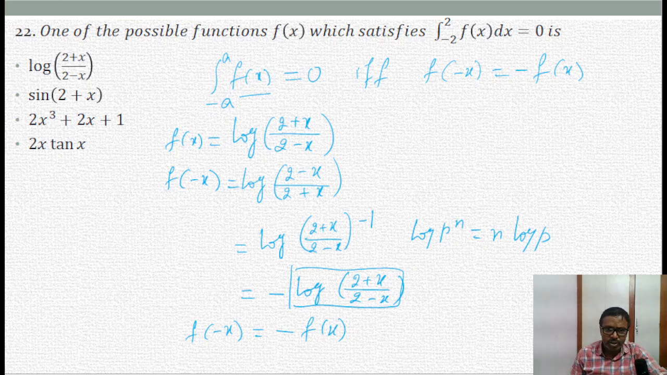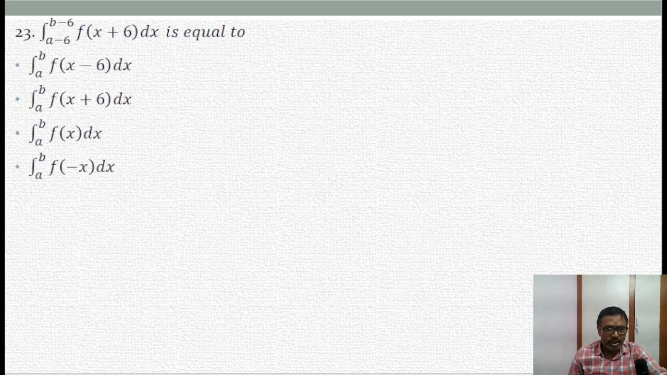So first function only satisfying the condition, it is an odd function. Then the integral of this function from minus 2 to 2 must be equal to 0. So our option is option A, friends, for this. Let's move on to the next one, friends.